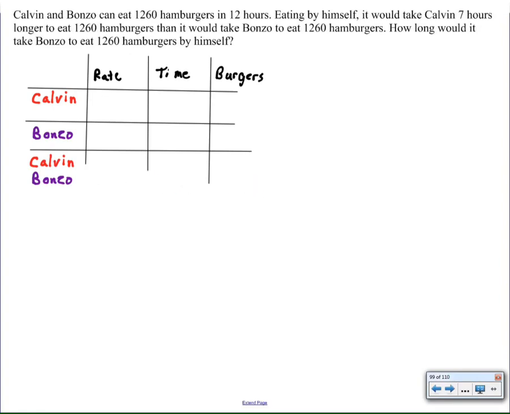So from the given information, I can see in the last problem, Logan and Cassidy, the one thing that was constant was time. 4 hours, 4 hours, 4 hours. That's not true in this case. We know that Bonzo is going to take a little less time than Calvin, so they're not all going to be the same times. But from reading this, I recognize 1,260 is the number of burgers they eat, no matter whether they're eating them alone or together. The other thing I know in this table that's absolutely certain is the time, 12.